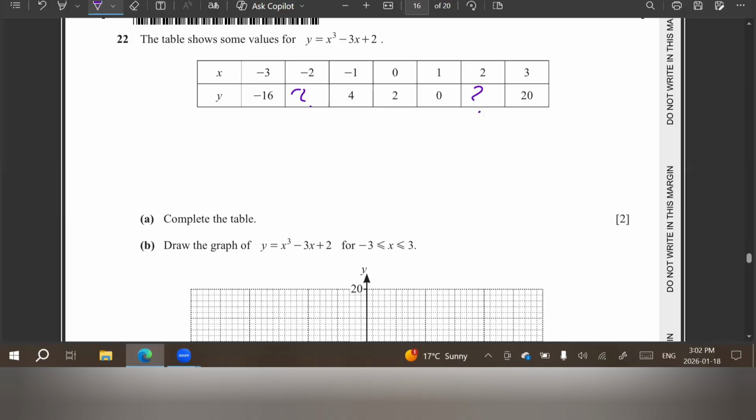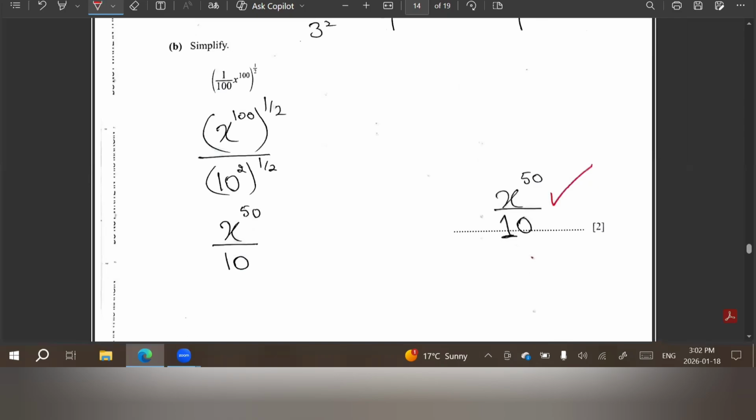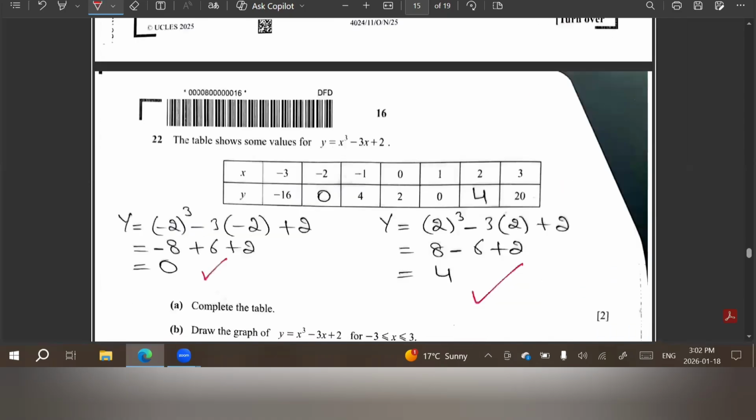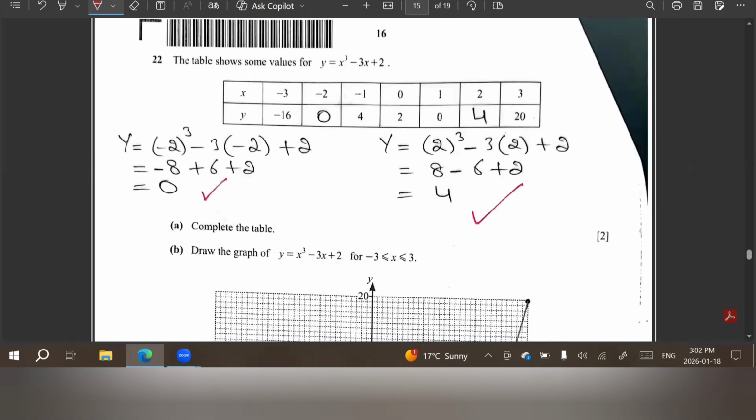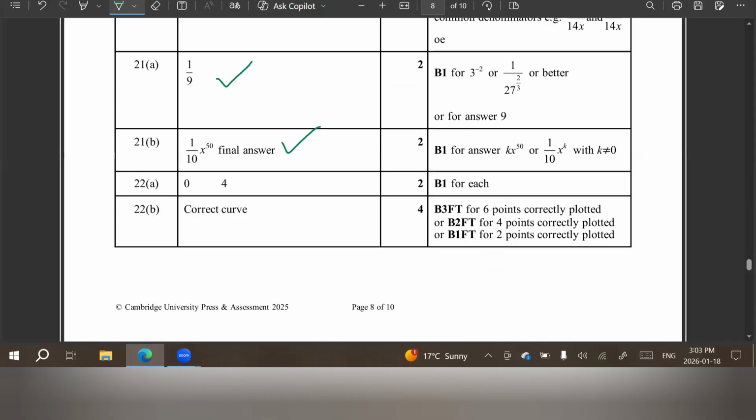Here we go. So y will be equal to minus 2 whole cube minus 3 into minus 2 plus 2. So minus 8 plus 6 plus 2. So it will be 0. So here the answer will be 0. And y equals to 2 cube minus 3 into 2 plus 2. It will be 8 minus 6 plus 2, which will be 4. And let me show you the answer. 0 and 4. Okay, that's right, sir. This is how you will calculate these y values when the x values are given. He says complete the table.